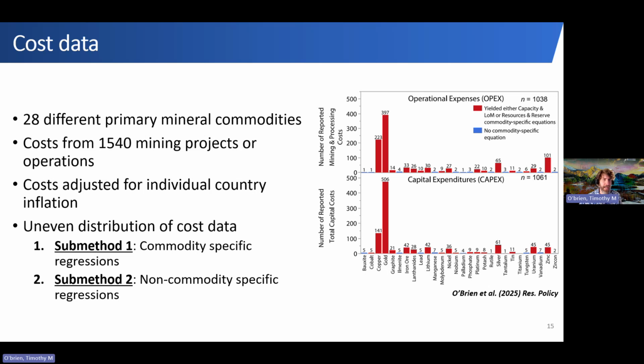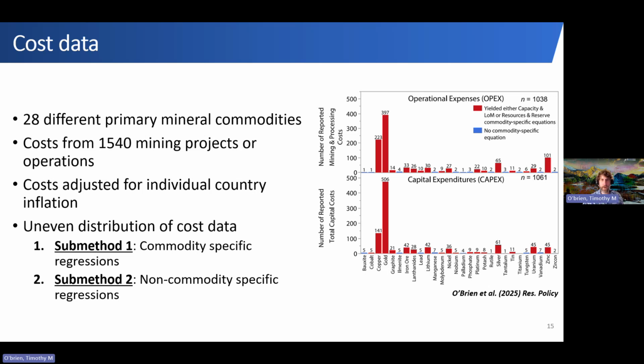And for cost information, we were able to get cost info, OPEX and CAPEX, for 28 mineral commodities. Each one of these are down here. And this came out to be from roughly 1,500 mining projects. The costs were adjusted for individual countries' inflation rate for the timing of which that data point was reported.